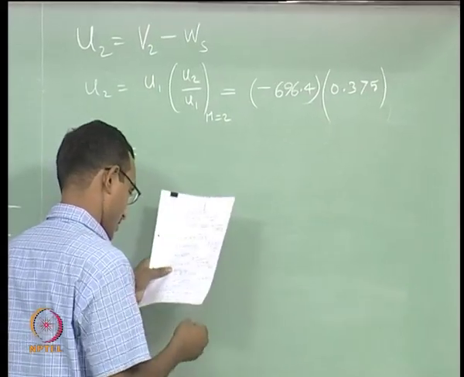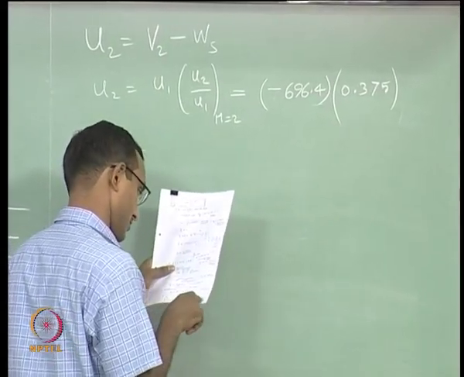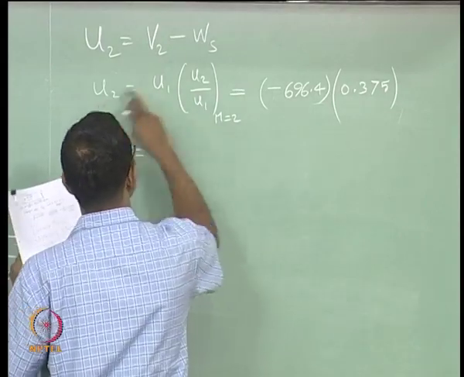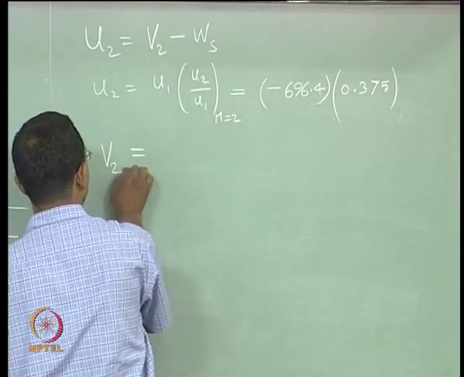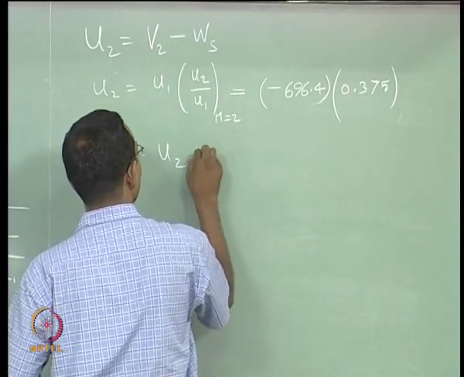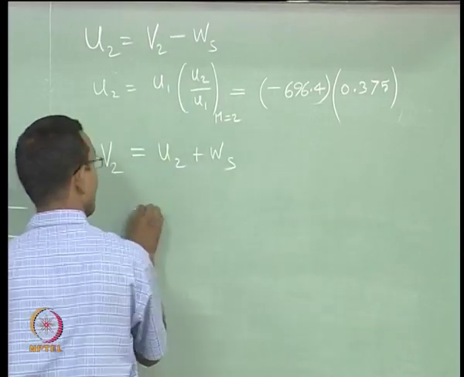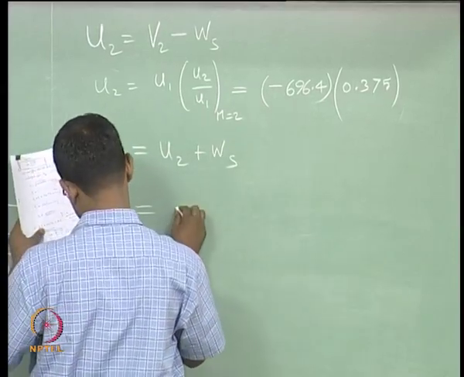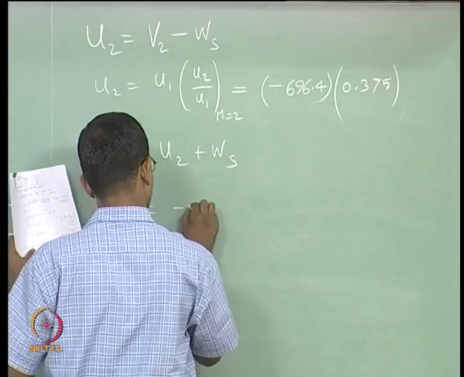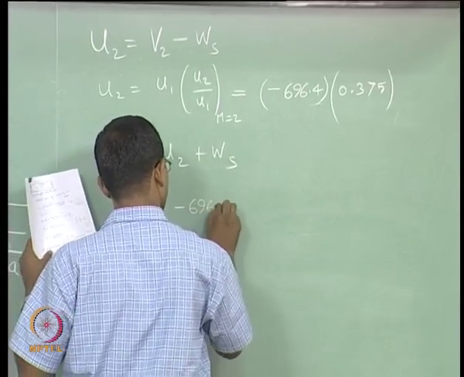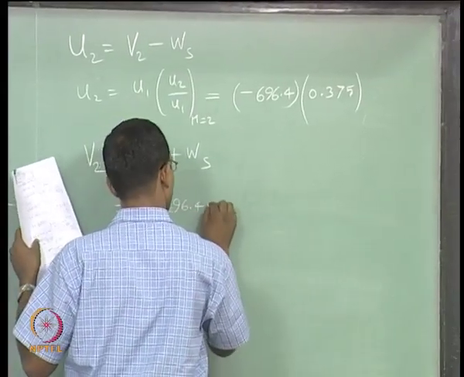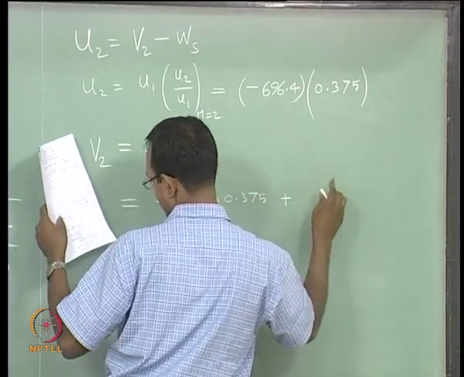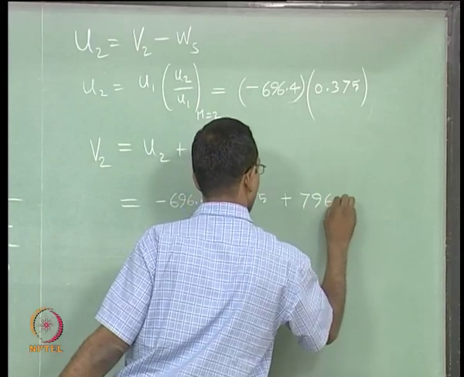Okay. If I do this, this is just U2. Now I have to find V2, so I will write V2 equal to U2 plus Ws. Remember the minus sign, if you do not use the minus sign things will go wrong. Okay. Minus 696.4 into 0.375 plus 796.4.